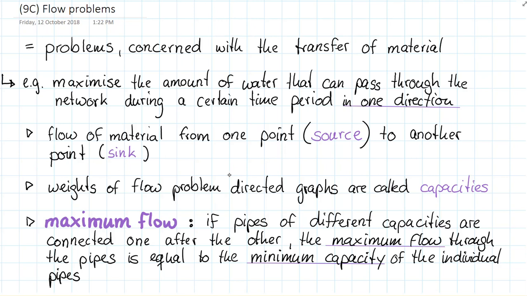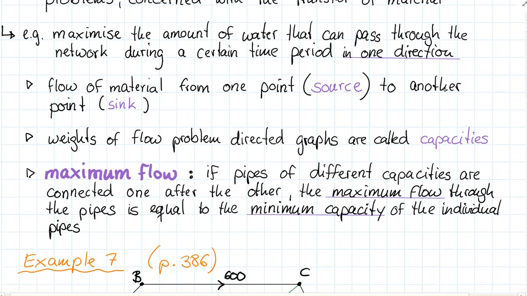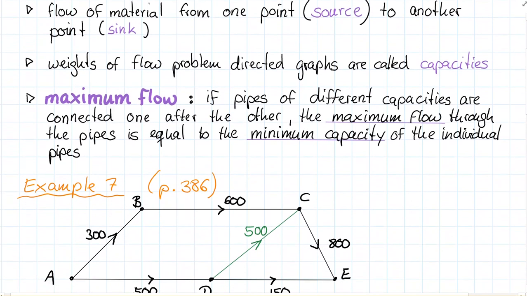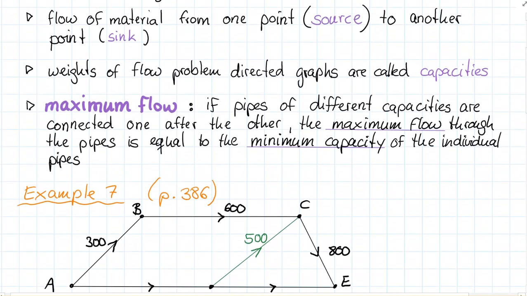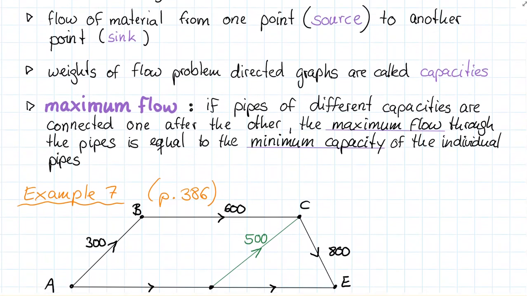The edges of a flow problem's directed graph have numbers called capacities. So the little number along the edge, or what we called an arc before, is in a flow problem called capacity. What we want to do is solve a maximum flow problem. If we're talking about pipes of different capacities connected one after the other, the maximum flow through the pipes is equal to the minimum capacity of the individual pipes.